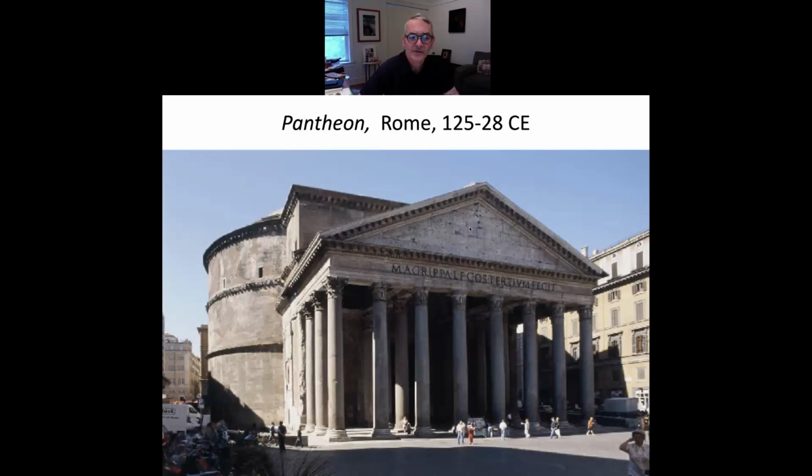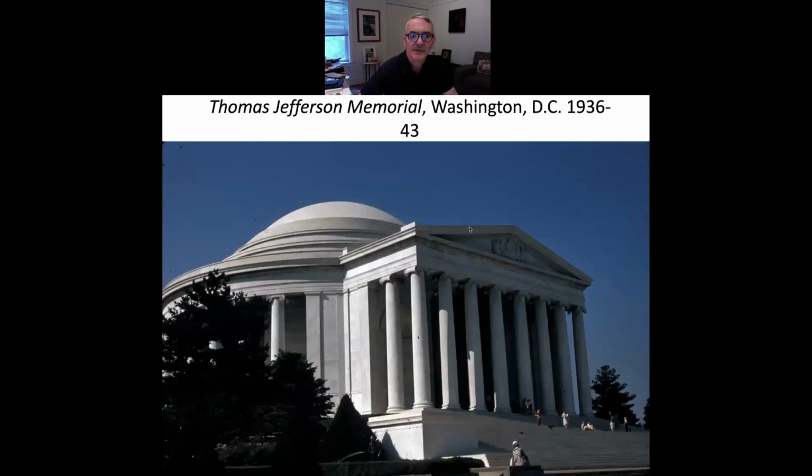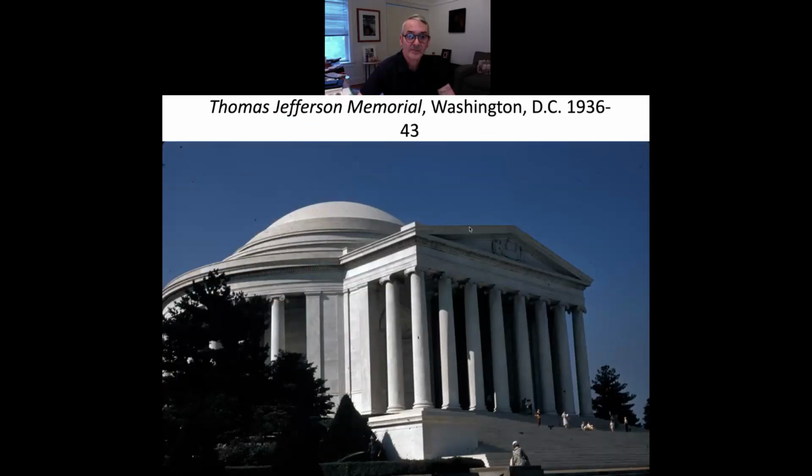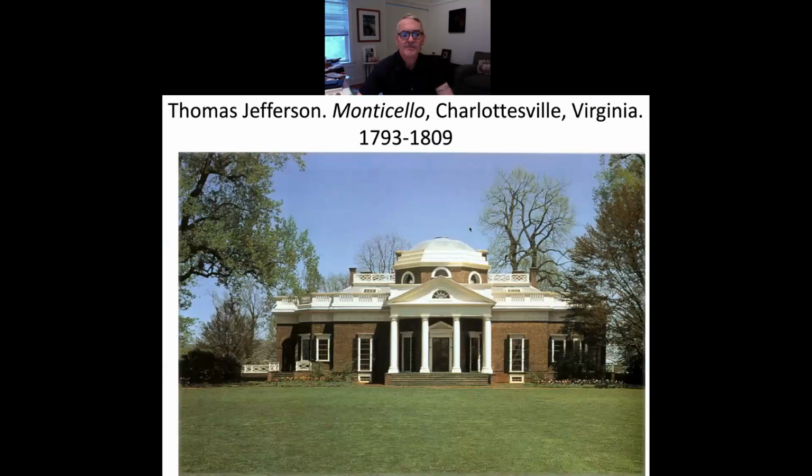Okay. And the Romans made adjustments to the Greek orders based on their own desires and needs. All right, Jefferson Memorial in Washington, D.C. They definitely were looking at the Pantheon. It's quite beautiful. And Jefferson's home at Monticello.